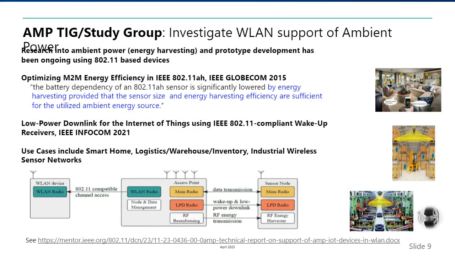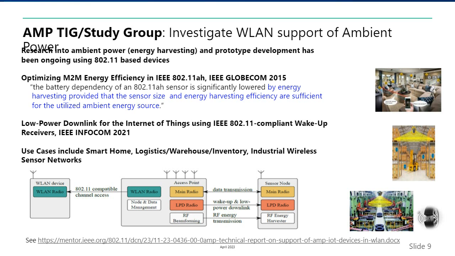The other new area we're looking at, and this work has advanced to the study group phase, which means we're very likely to, in the future, form a task group to begin work in this area, is support of ambient power. So this is where energy is harvested from the RF in the area to power extremely low power devices for a number of the applications that you see here. A very interesting area of work. If you're interested in this, please do join us.